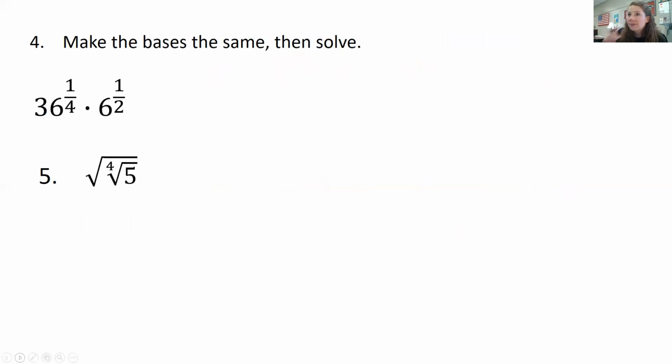All right, number 4. First thing we're going to do is make the bases the same, and then we're going to solve. So I have a base of 6 and a base of 36. Well, isn't 36 the same thing as 6 squared? So if I made 36 into 6 squared, then my bases would be the same. So I'm going to write 36 as 6 squared, but it's 36 raised to the 1/4 power. So now I have a power raised to a power. So what do I do with the exponents when I have a power raised to a power? The rule is I multiply the exponents.